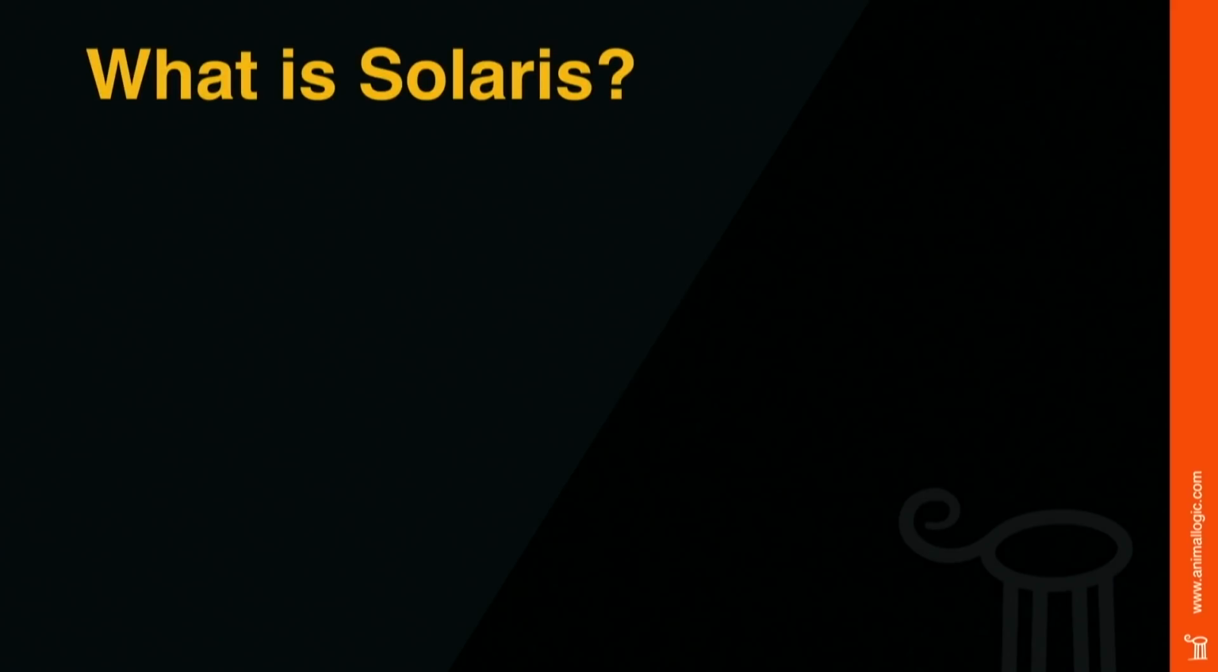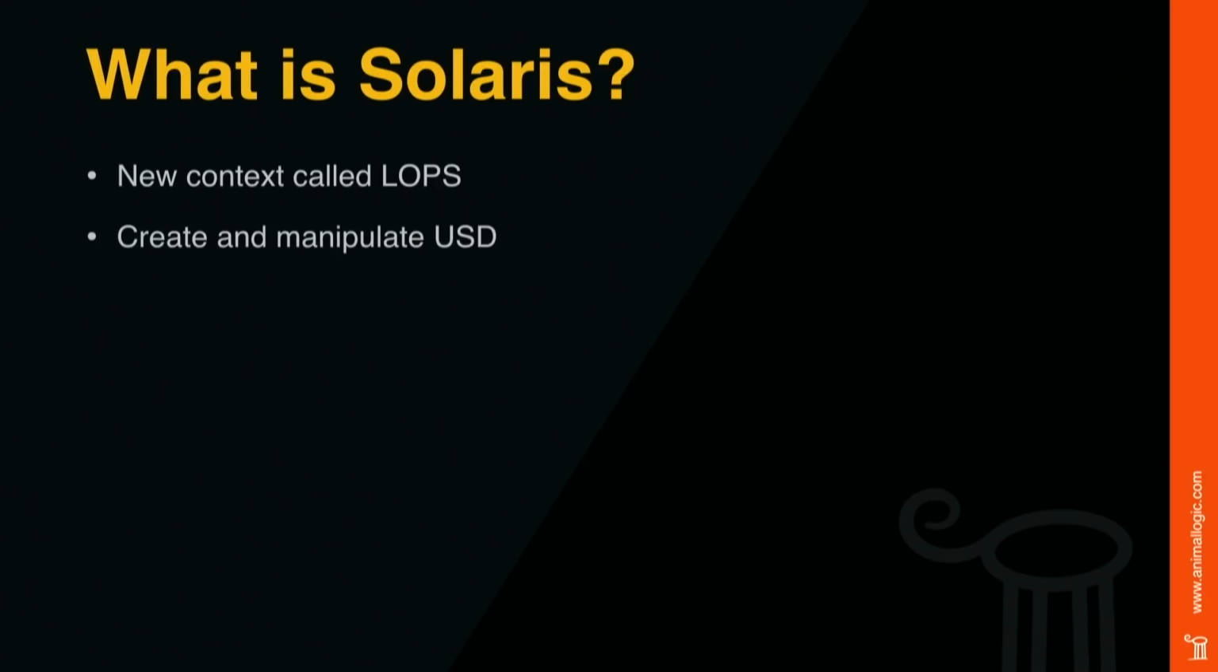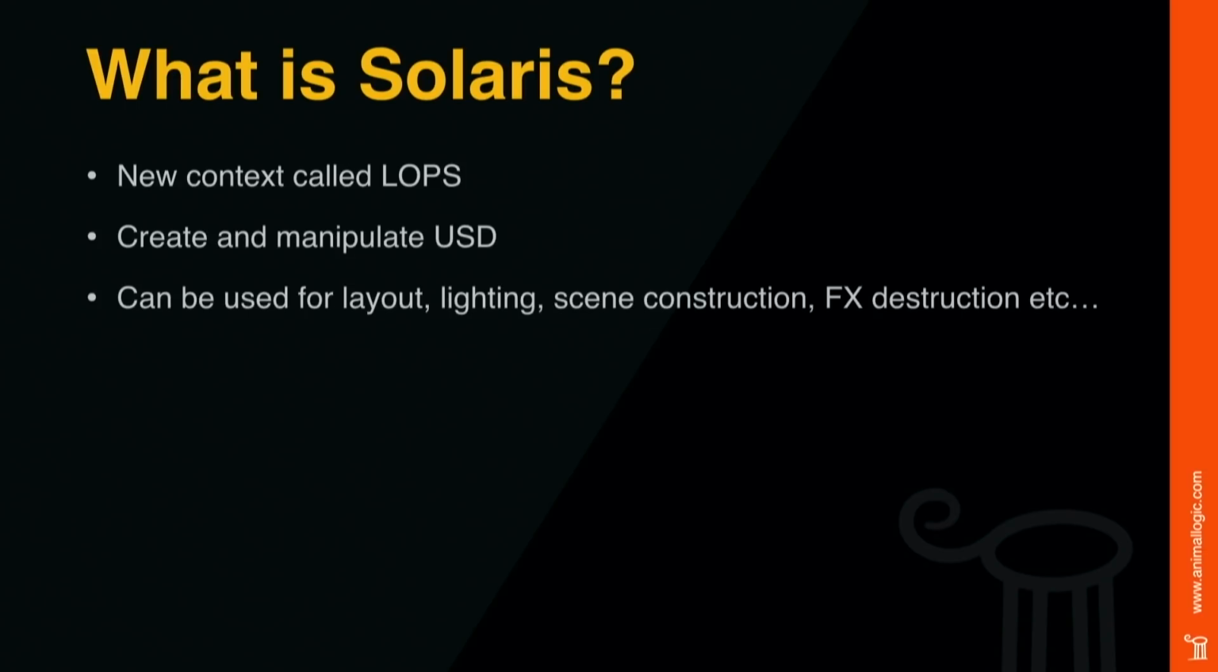So just a quick bit of context for anyone who doesn't know what Solaris is. It's a completely new context inside of Houdini called LOPS. Under the hood, it is actually creating and manipulating USD data. So it's not doing any custom stuff. It is actually writing and running pure USD code. So it allows you to manipulate at a very low level and a very high level USD-based information. And this can be used for layout, lighting, scene construction, effects, destruction. It can be used for a lot of things, and it is very powerful.